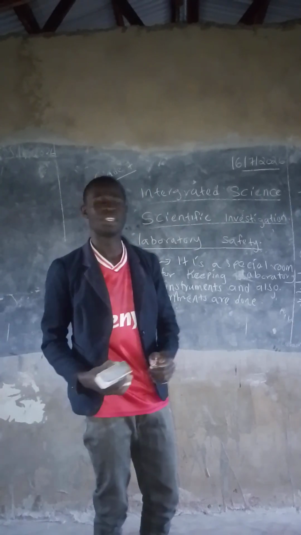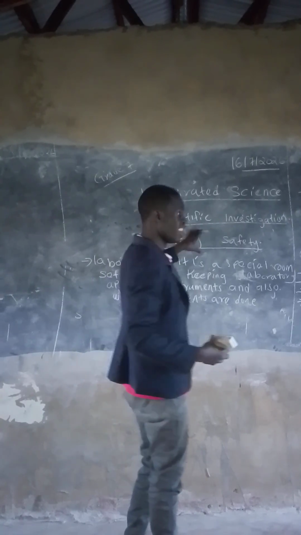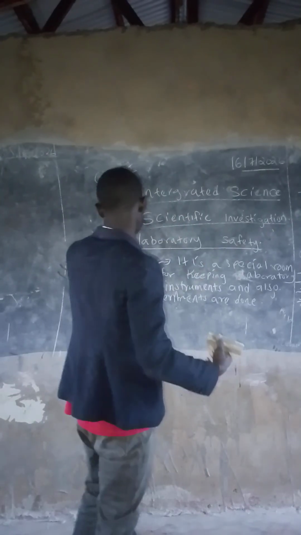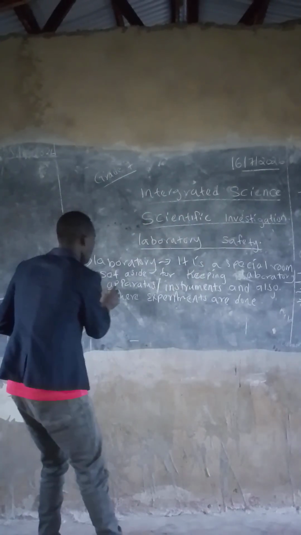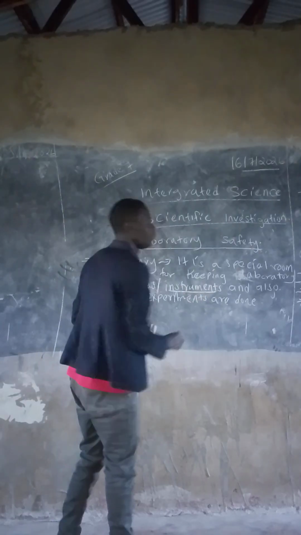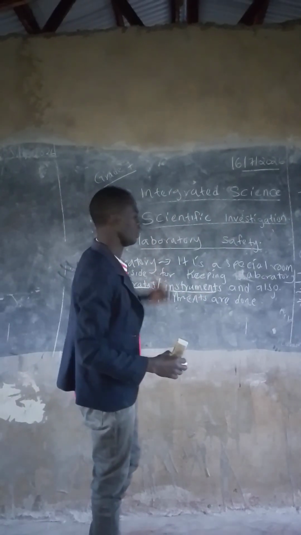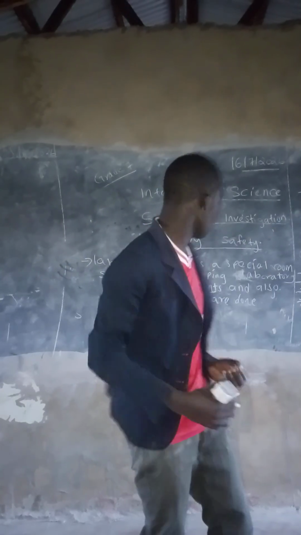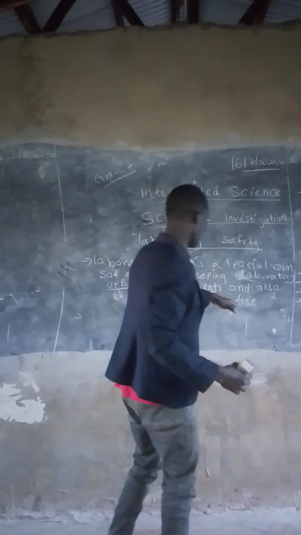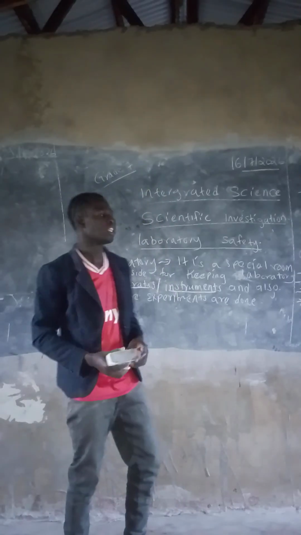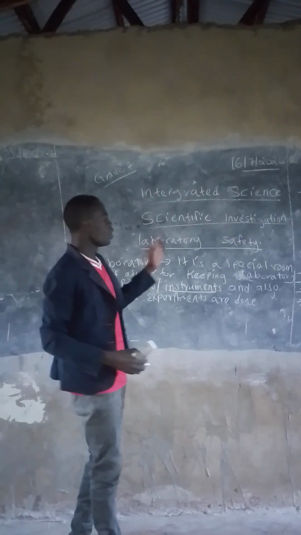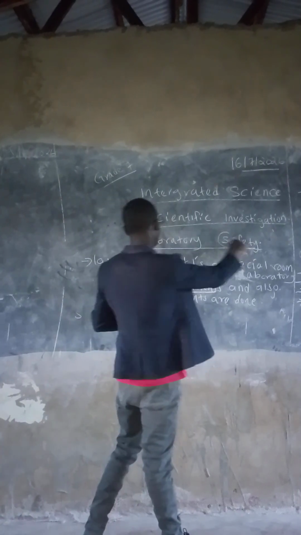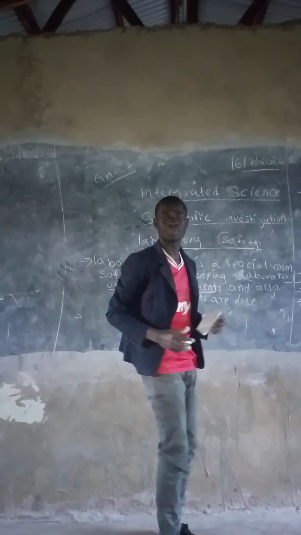experiments are done. Since this is science, we involve practicals, we prove, and therefore when we do these practicals, we use what we call the apparatus. And these apparatus are kept where? In the laboratory. And in that laboratory is where now we do our practicals or experiments. Therefore, when we are in the laboratory, we need to observe some safety rules. And that's why we talk about laboratory safety.